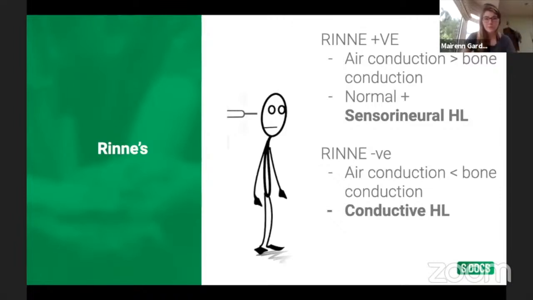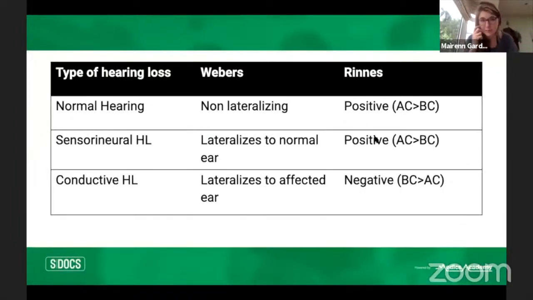So you've now done Webers and Rinneys, and you then need to put all of this information together to work out what situation you've got. So I've created a table for you here just to really go over it again. If a patient has normal hearing, in Webers, it will be non-lateralizing, so it will sound the same in both ears. You wouldn't really then need to do Rinneys, but if you then do the Rinneys test, it would be Rinne positive, and air conduction would be better than bone conduction.